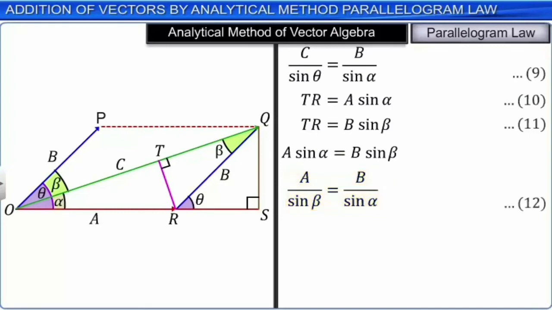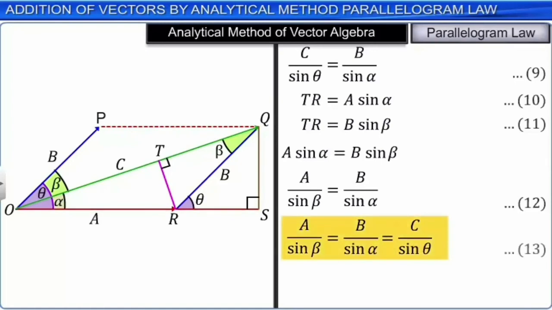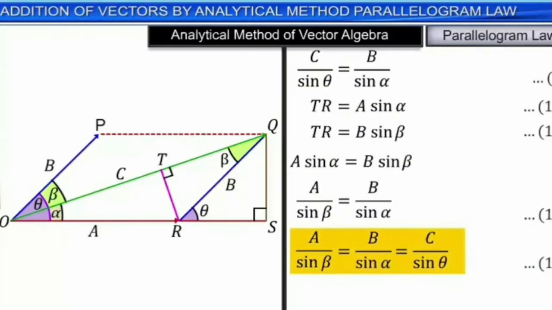Now, from equation 12 and equation 9, we can write A by sin beta equal to B by sin alpha equal to C by sin theta. This equation, called equation 13, is called the law of sines. Law of sines: A by sin beta equal to B by sin alpha equal to C by sin theta.